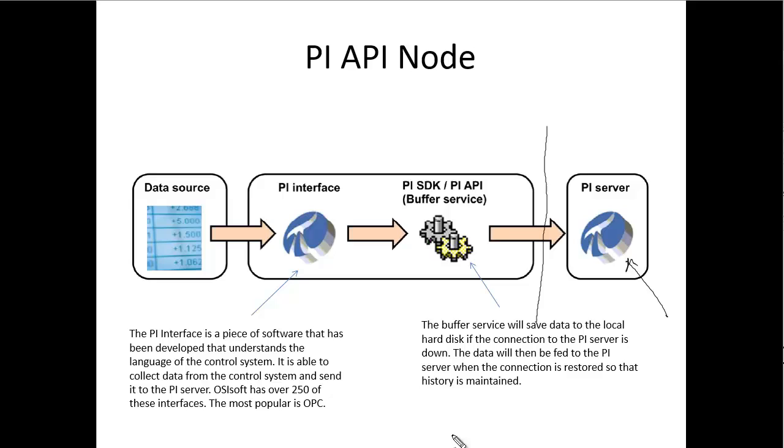So this is what an interface node looks like on a Pi system. And again, it's just a computer running a program that knows how to talk to the control system, that then reports that data to your data historian, your Pi server.